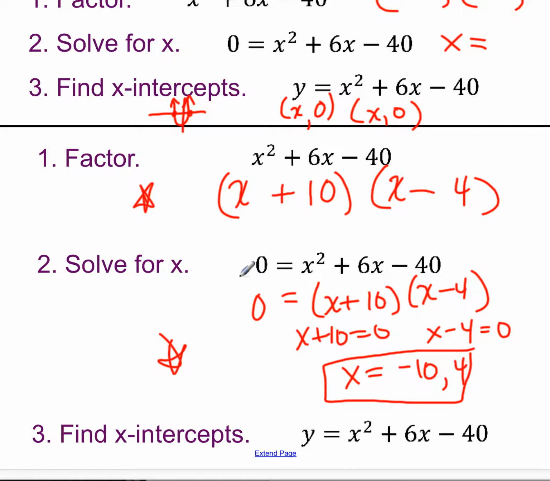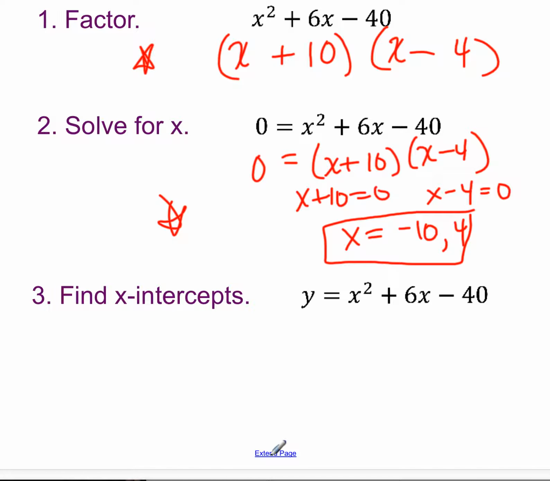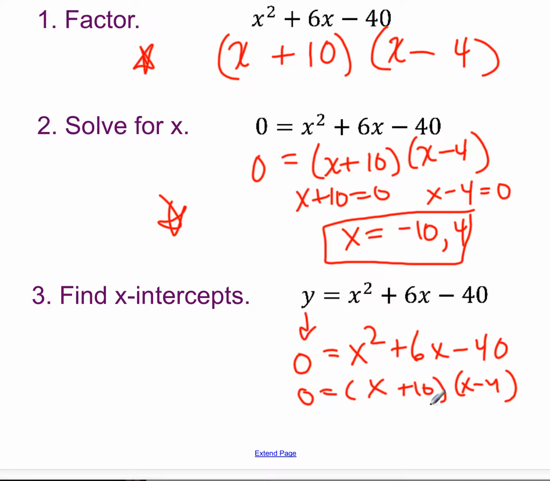Yes. Okay, finally, find the x-intercepts. If I'm asked to find the x-intercepts, I have y equals this. I have to sub in a 0 for y. Oh my goodness, this looks like the exact same question I just did in the last problem. What do I do next? I factor, x plus 10, x minus 4, same process, and I get x equals negative 10 and 4, just like I got here. What I'm asking you for, however, is x-intercepts.